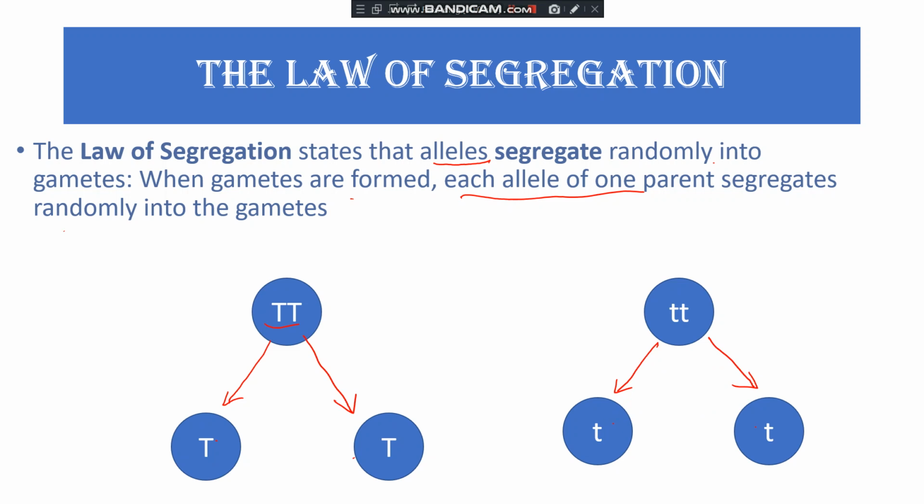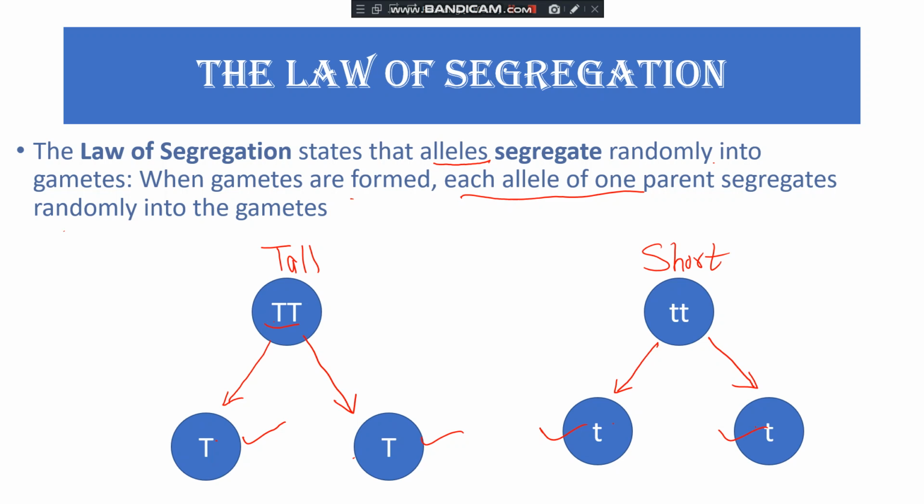Clear, students? This is for the tall. The tall feature is represented by capital T and capital T. This is the short plant, small t. So when pure tall or pure short plants form gametes, in each gamete only one allele goes. This is known as the law of segregation. It states that the alleles segregate randomly into the gametes.